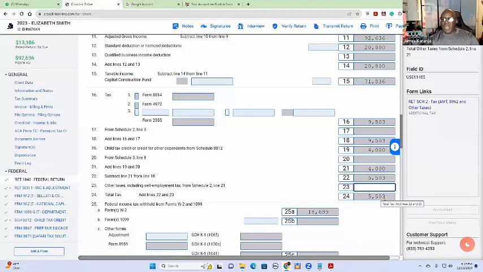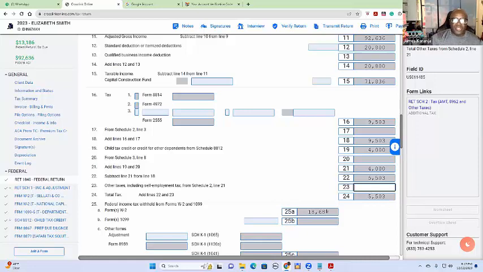So line 24, the total tax, is 5,503. If you remember, they had a withholding on line 25, the federal income tax withholding. Their total for both W2s is 18,689. That is their withholding, and the tax here is 5,503.